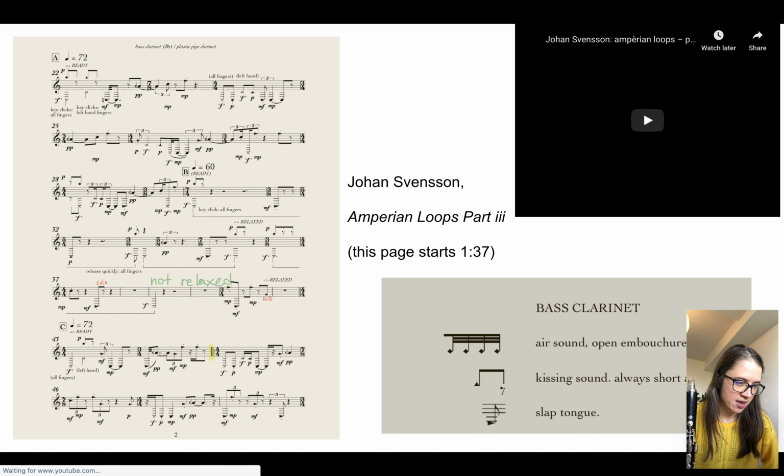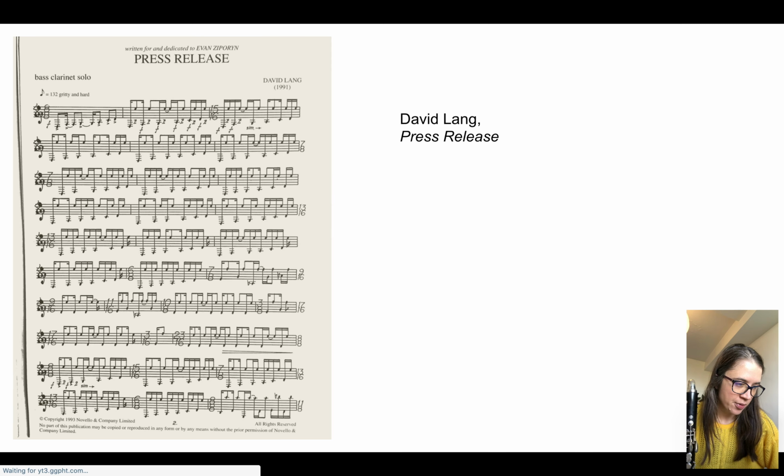Another example is this piece by David Lang called Press Release. He actually doesn't specify that you should use slap tongue, but it's sort of become common performance practice that people do slap all of the forte notes that are happening on the bottom there. And you hear if I don't do it, it just doesn't have the same kind of pop, so it really adds something.